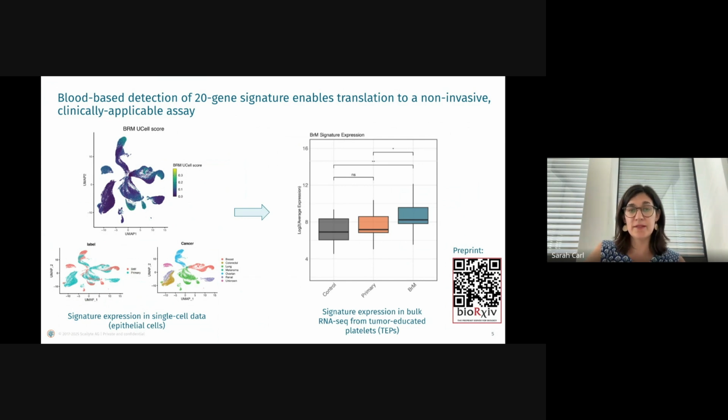And what we found really exciting was that the signature was significantly more highly expressed in tumor-educated platelets from patients with a brain metastasis compared to patients with only a primary tumor. This raises the exciting possibility that one could develop a non-invasive assay to monitor brain metastasis, either in terms of progression or response to treatment, and maybe, although it needs to be validated, even for early detection of a metastasis before it shows up on a scan.